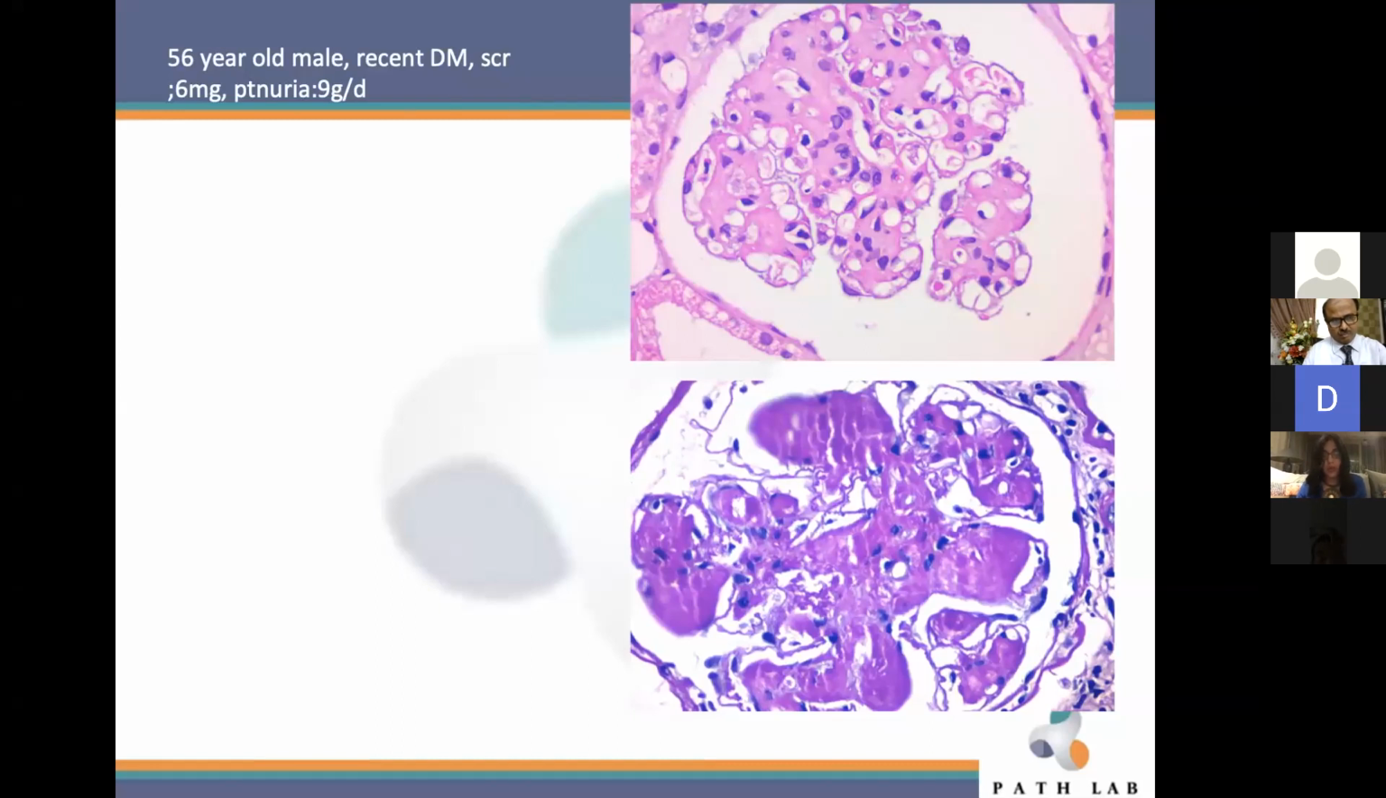Seriously, this is what the resident wrote: long-standing diabetes. He had a serum creatinine of 6 and proteinuria of 9 grams. And I kept looking at his biopsy and wondering, why is his serum creatinine 6? He did not have that much advanced interstitial fibrosis, and his glomeruli looked like he could have diabetic glomerular sclerosis.